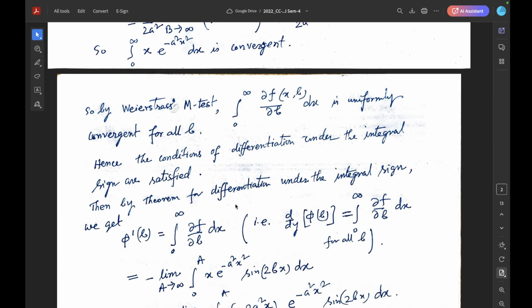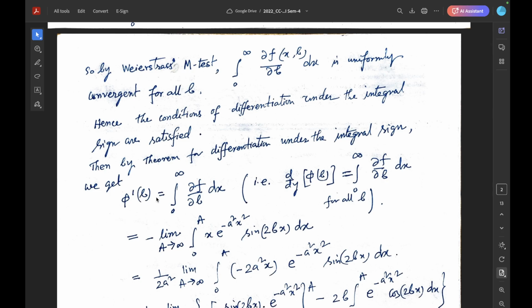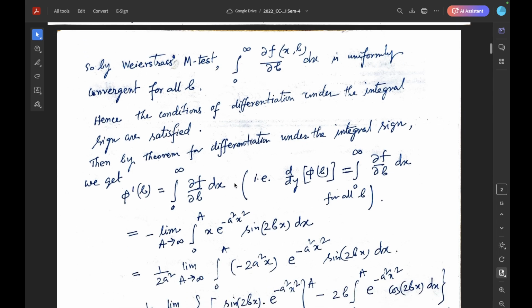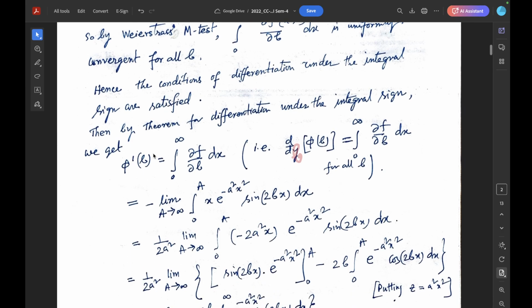and then by the theorem for differentiation under the integral sign, we get phi dash b equal to the integral of del b f dx. This is b, not y, this is b. Del b phi(b), phi dash means del b phi(b), this equals this.